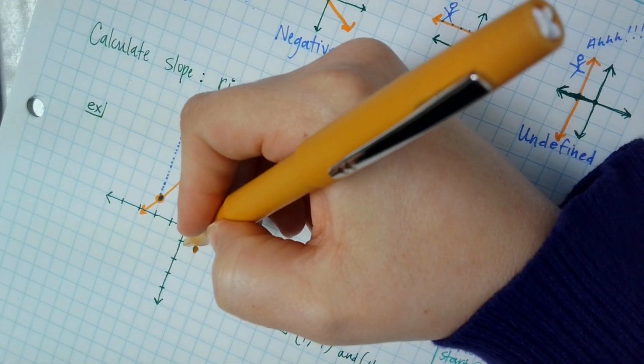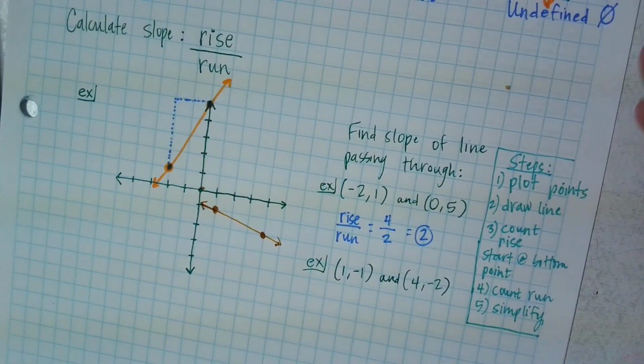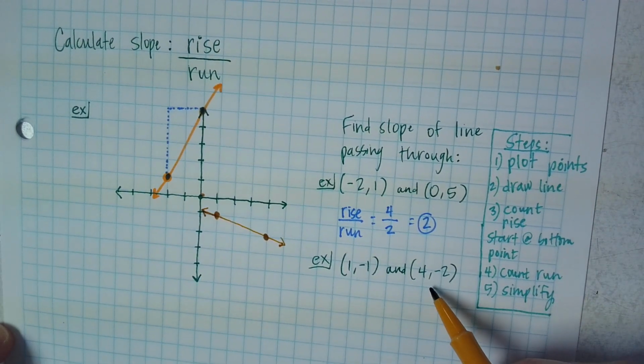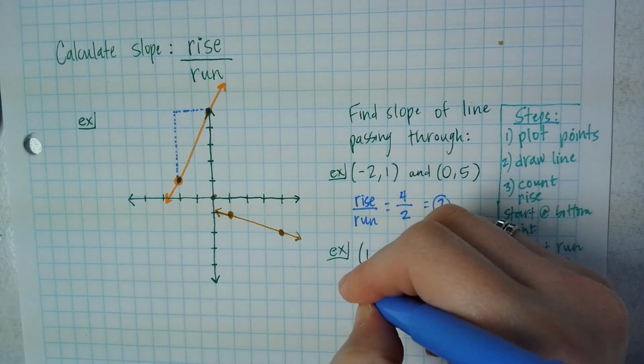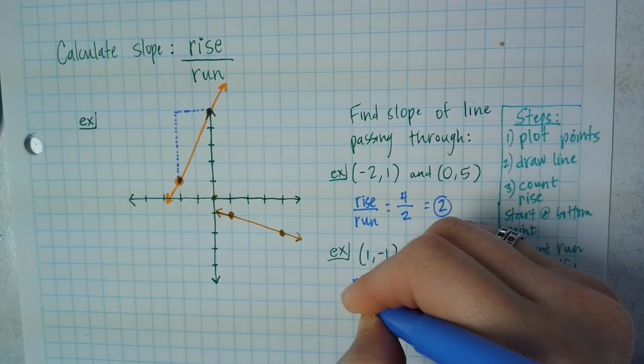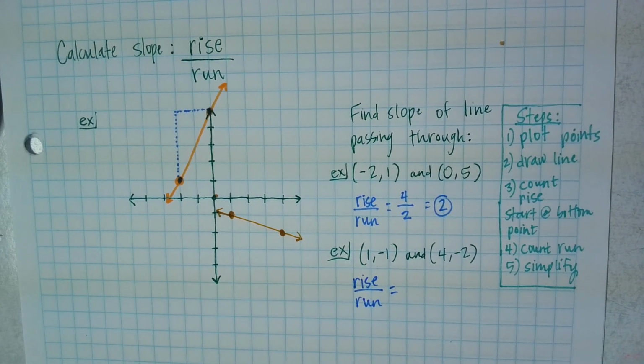So I'm going to draw the line to connect those. Extend them a little. 4, -2. Alright, we go with that. Where's my... Oh, here it is. And then step 3, we're going to count our rise. Start at the bottom point. So I'm going to set up my rise over run. Okay with that? Rise over run's our little formula.